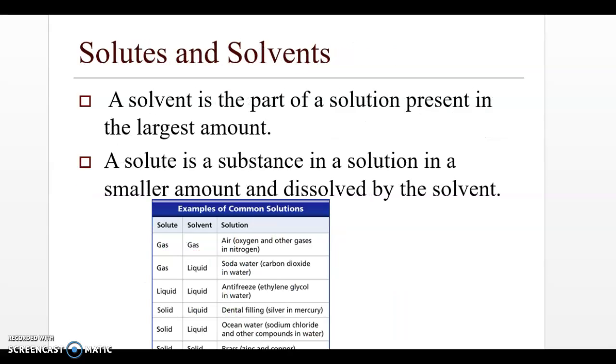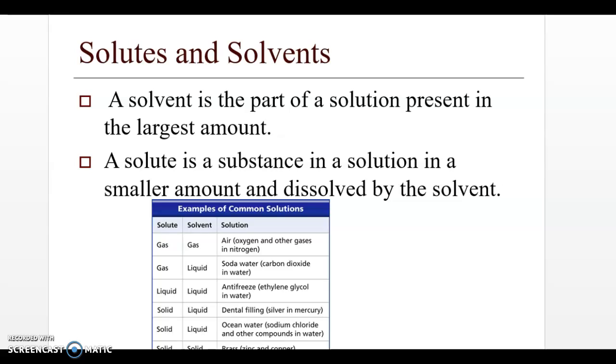Okay, so solutes and solvents. A solvent is the substance present in the largest amount, so it's the thing that dissolves the other thing. A solute, then, is the thing that is dissolved by the solvent. So you mix something together. Solvent is going to be present in a larger amount. Solute is going to be present in a smaller amount, and it is dissolved by the solvent.